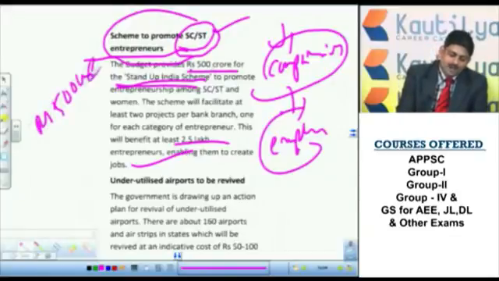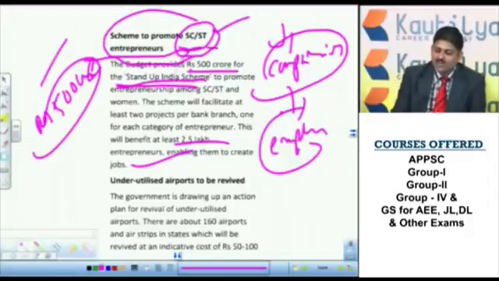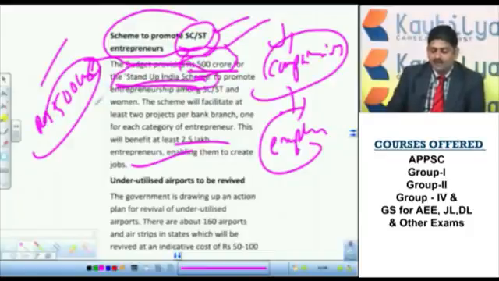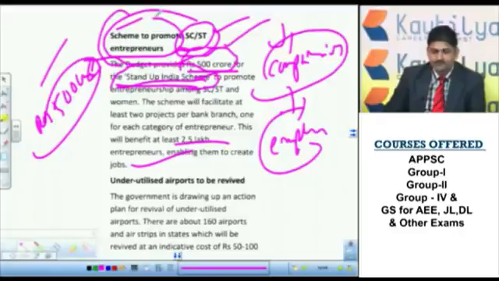They may ask you a direct question: in order to promote entrepreneurship among the SC/ST community, how much amount was allocated? That is rupees 500 crore. Otherwise, how much amount was allocated for the stand-up scheme? Again 500 crore. Or the stand-up scheme is for the promotion of SC/ST. Like this, from any angle they may use it.